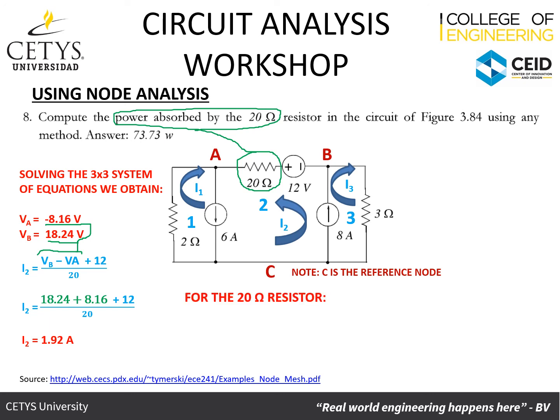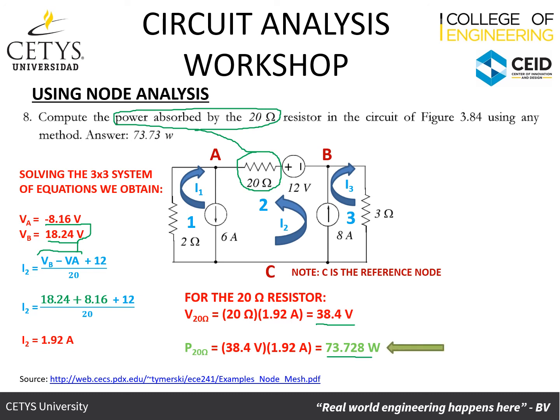And so having I2, we can also find the voltage in the 20 ohm resistor. The voltage is going to be the 20 ohms multiplied by 1.92 amps using Ohm's law, and that's going to be 38.4 volts. Now, how do we calculate the power in the 20 ohm resistor? The power is going to be the voltage multiplied by the current. And so the power is going to be the 38.4 volts multiplied by 1.92 amps. That's going to give us 73.728 watts, which is actually the value of the answer, rounded up, of course.